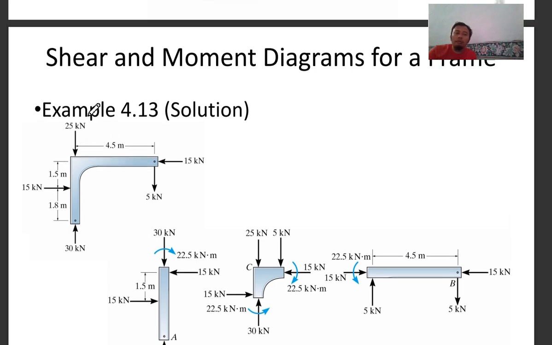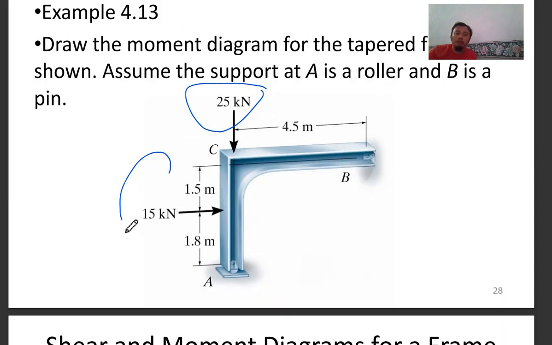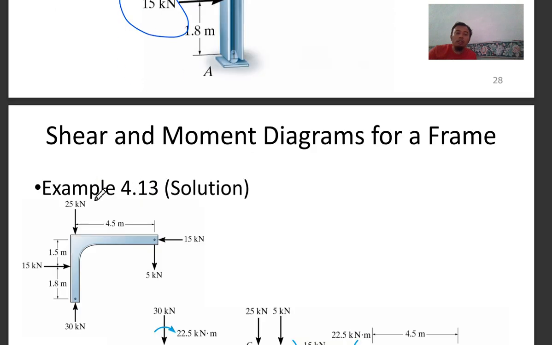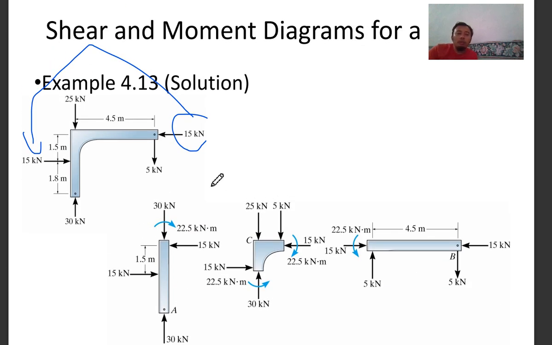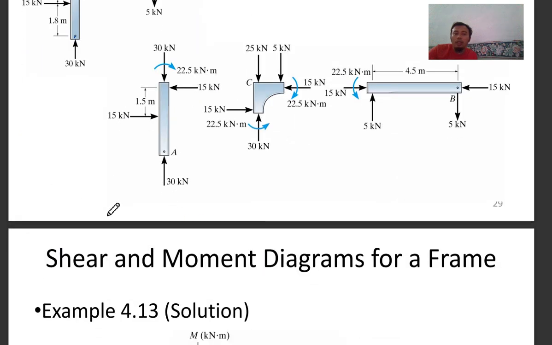You have applied 25 kilonewton here and 15 kilonewton horizontal. Then based on this, you get your 15. You can do some quick calculation. So this is 30 and 5, based on the moment. If you resolve moment at this point, then you can analyze the moment to find the reaction here, which would be 5 kilonewton. And then what you want to do is separate them into sections.